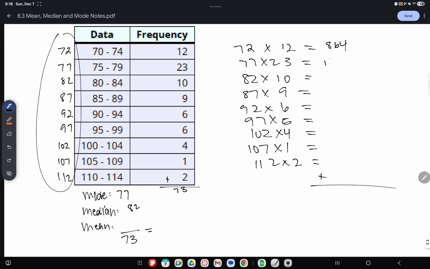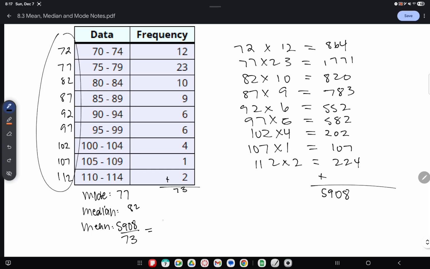So 864, 1771, 820, 783, 552, 582, 202, 107, and 224. And all of that adds to 5,908. And I'm going to divide that by the 73 data values to get 80.93.